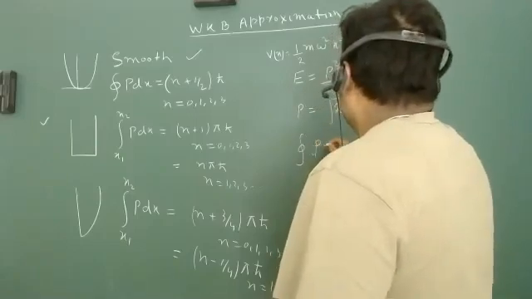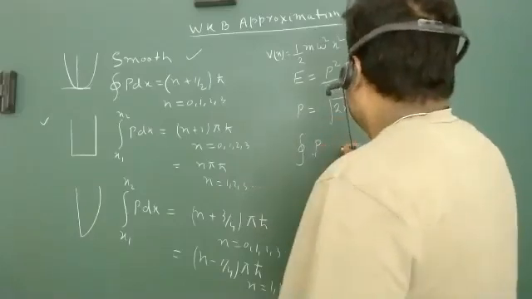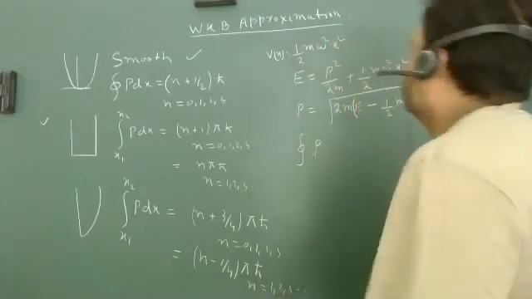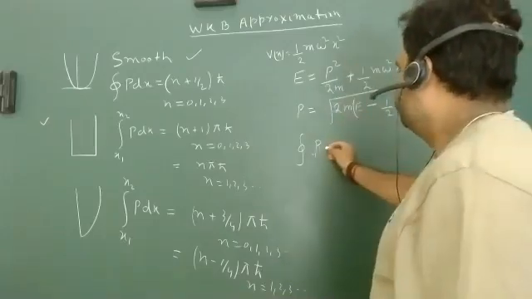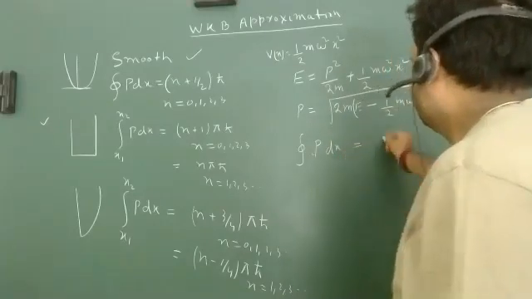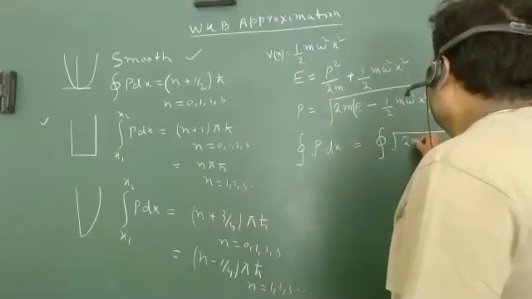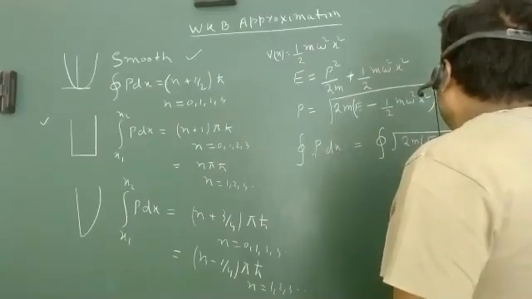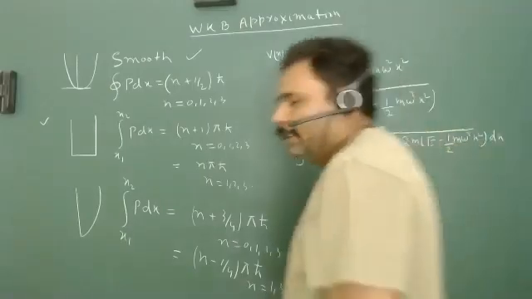Yes, sir, there will be a plus sign, since it is p square upon 2m plus half m omega square x square. Sorry, here it will be plus, and here it will be minus. Okay, kinetic energy plus potential energy. So this will basically be the integral of p dx. I can write this integration as the integral of root under 2m times e minus half m omega square x square dx. So we know how to do this integration.